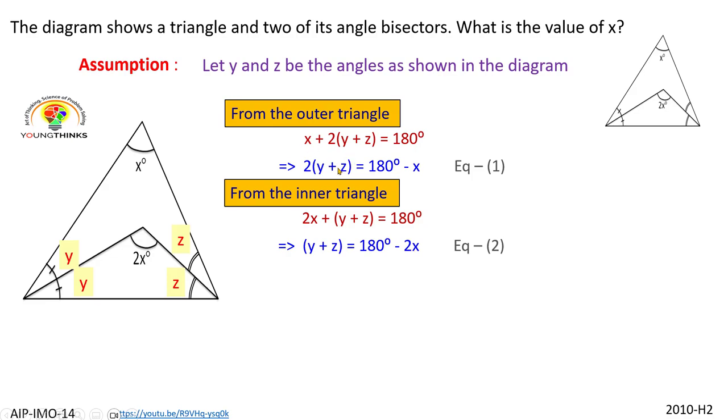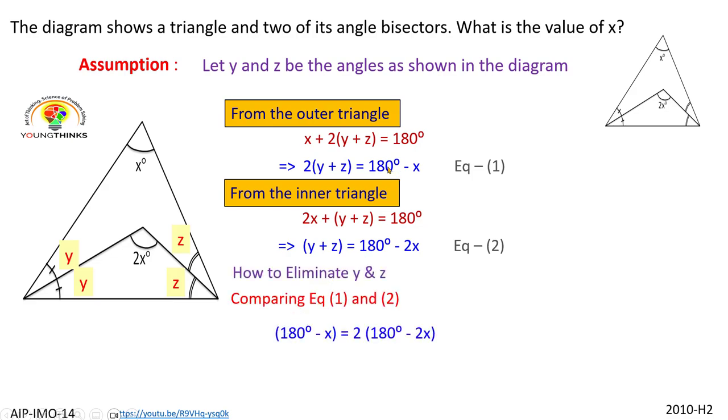On the left hand side, this is 2 times that. So this 180 minus x should also be 2 times 180 minus 2x. And that's what your equation is by eliminating y and z. That 180 minus x, the right hand side of the first equation, is 2 times the right hand side of the second equation. You okay with that? You okay with the equation?